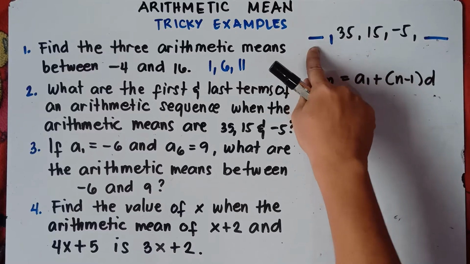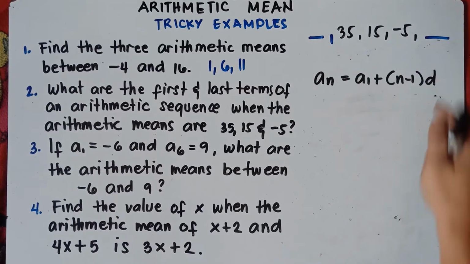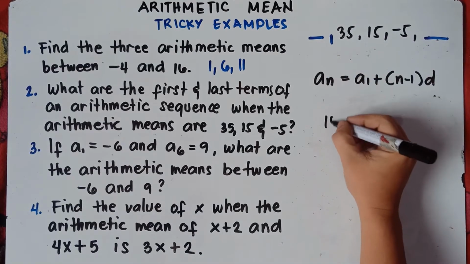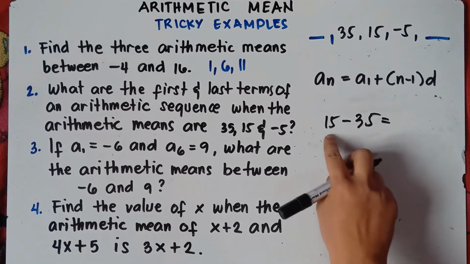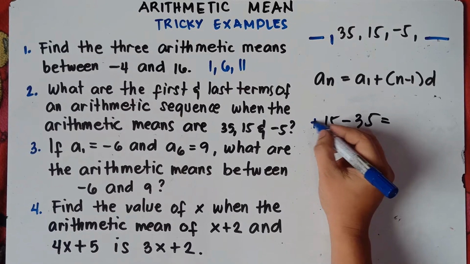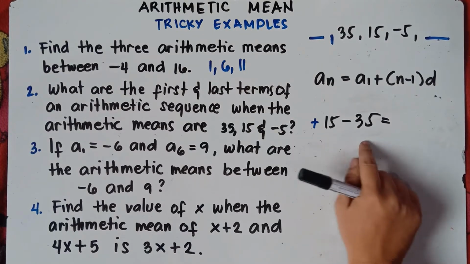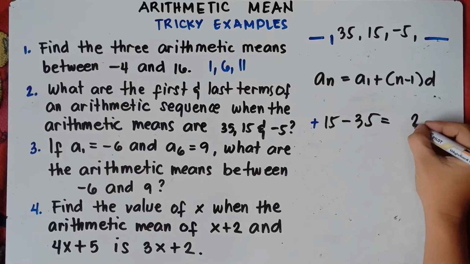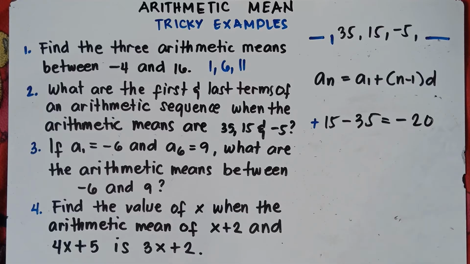Once again, this is the first term, second term, third term, fourth term, and then fifth term. We have 5 terms, class. So to get the common difference, subtract the third term minus the second term: 15 minus 35. Once again, you assume that this 15 is positive and 35 is negative. If the signs are not the same, simply subtract, 35 minus 15, that is 20. Then copy the sign of the larger number. 35 is greater than 15, so we have negative 20.